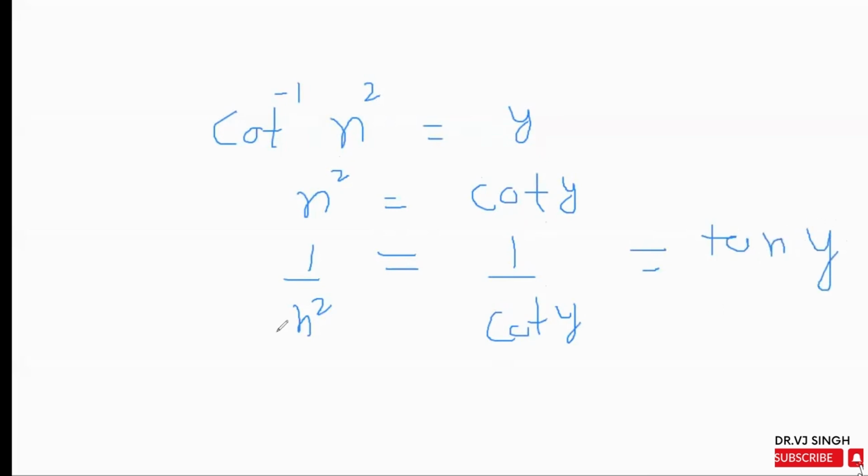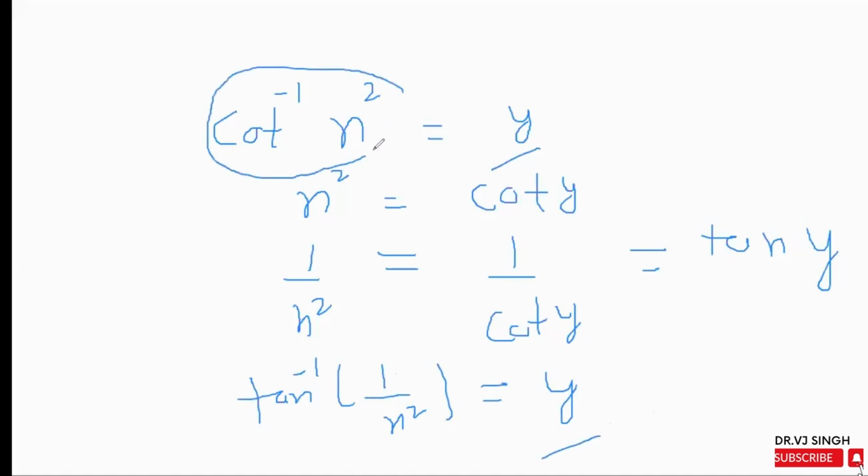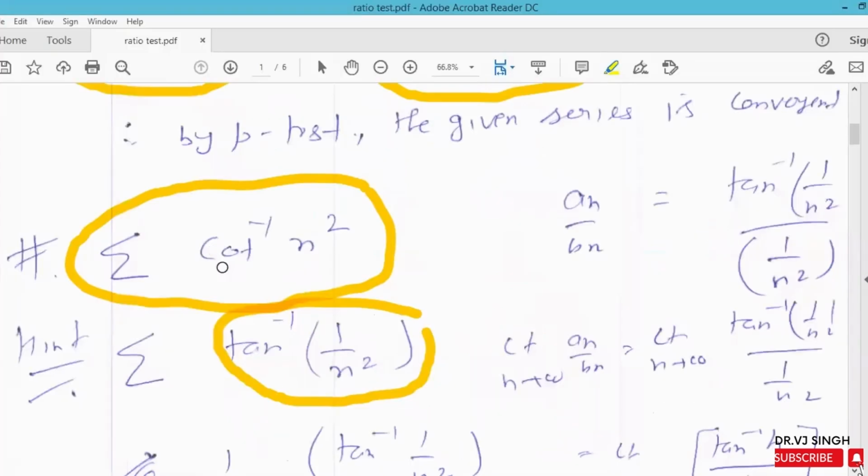Again, to find the value, take tan to the other side. So this becomes tan inverse 1 by n square equal to y. So cot inverse n square can be written as tan inverse 1 by n square. Clear? So we use the same here to solve this question. Cot inverse n square can be written as tan inverse 1 by n square.